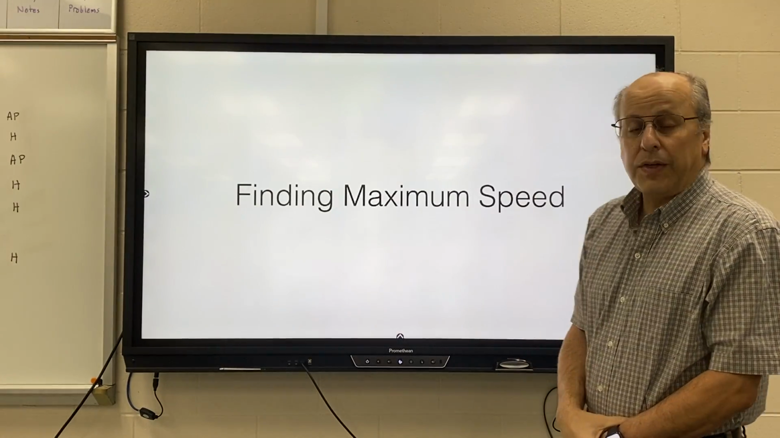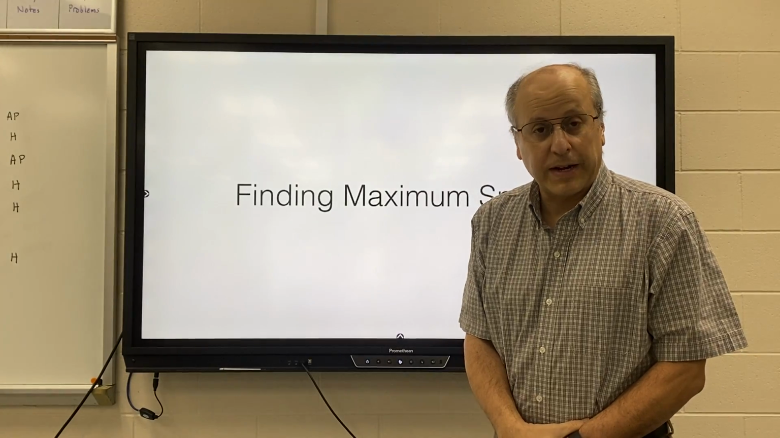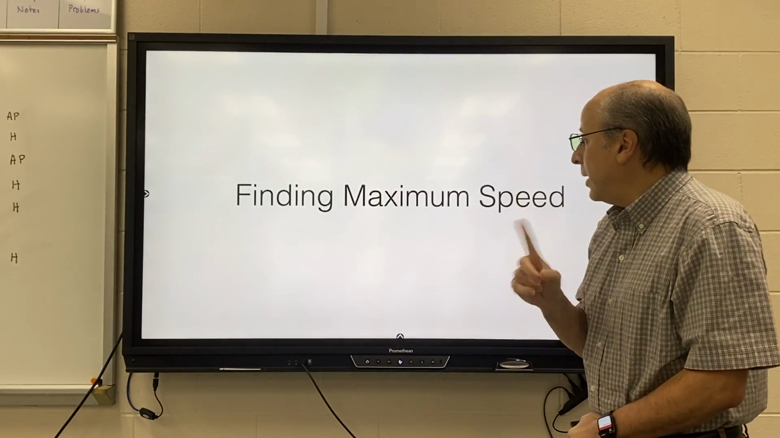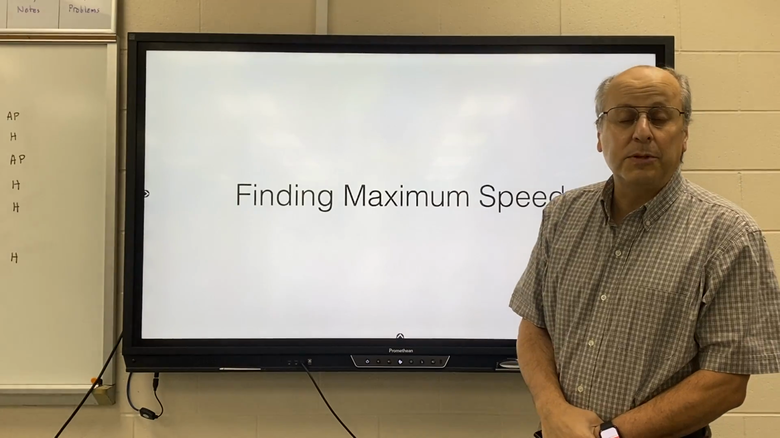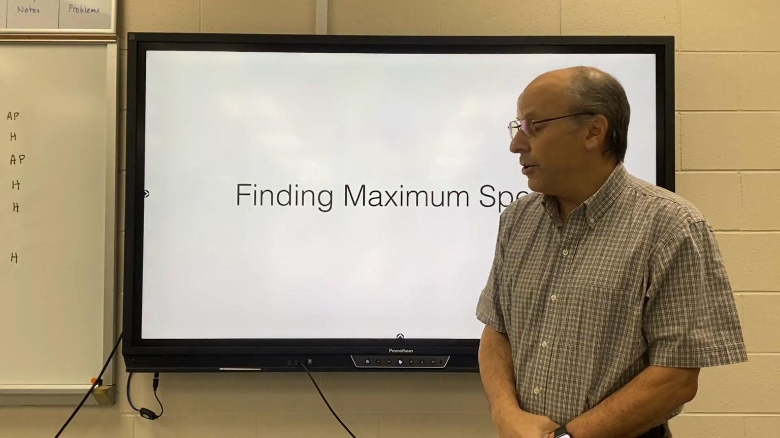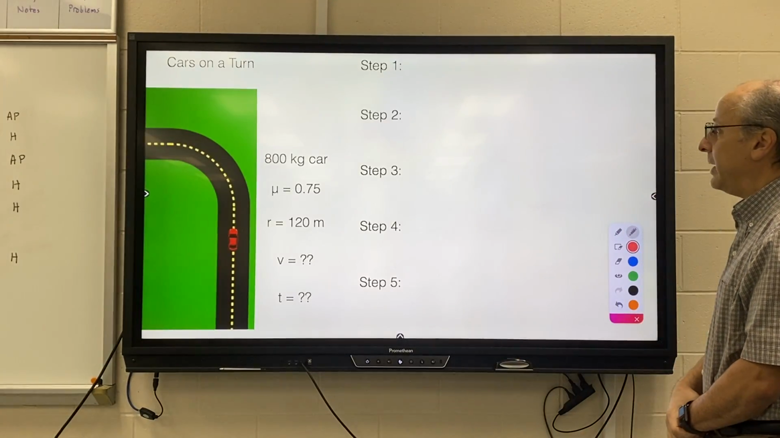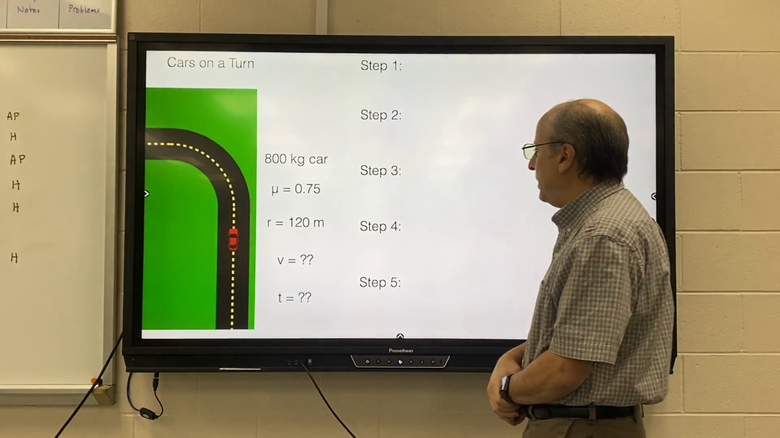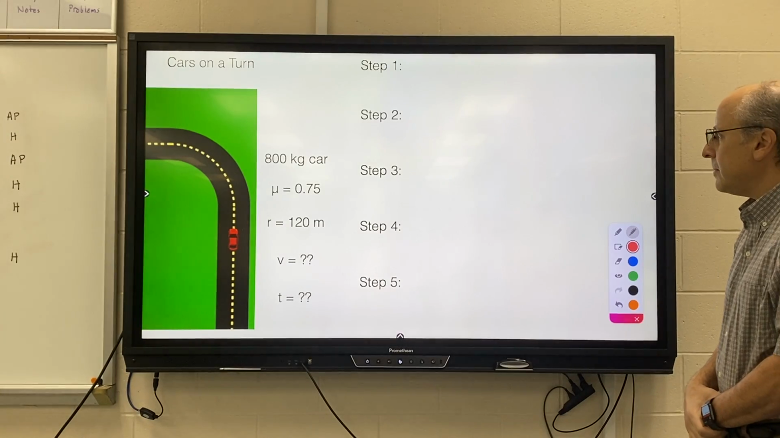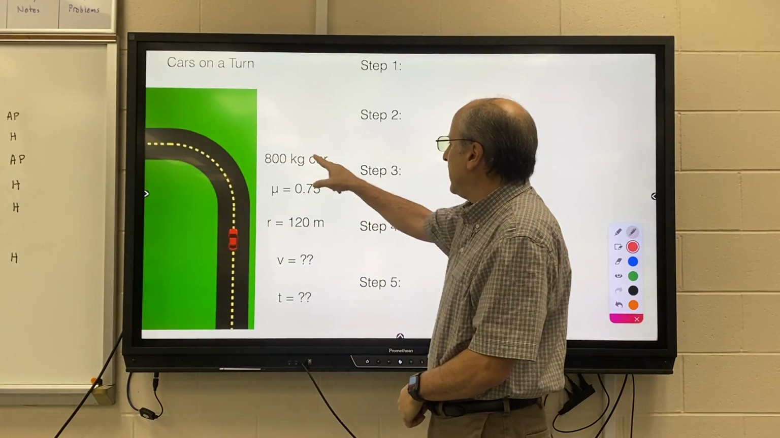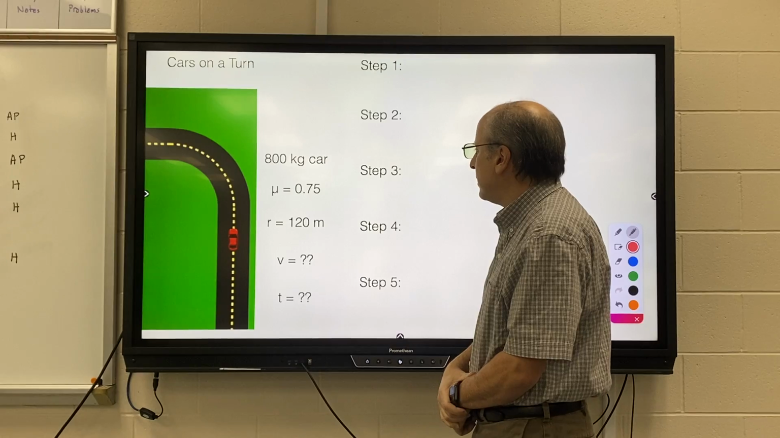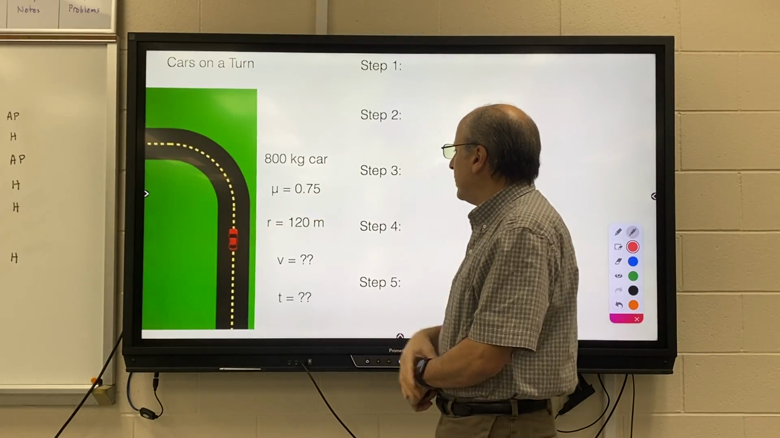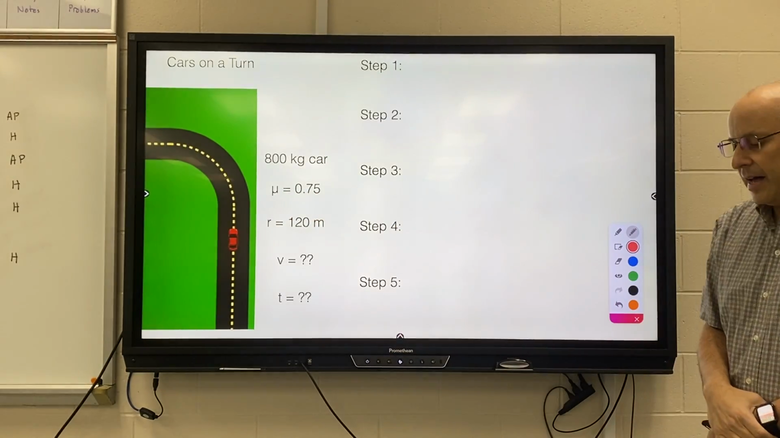Okay, so there's two things you're going to be able to do with force friction on turns. One is you want to be able to find the maximum speed you could go around the given turn. Okay, so here is our turn. Our turn has a radius of 120 meters. Our car has a mass of 800 kilograms, and the coefficient of friction is 0.75.